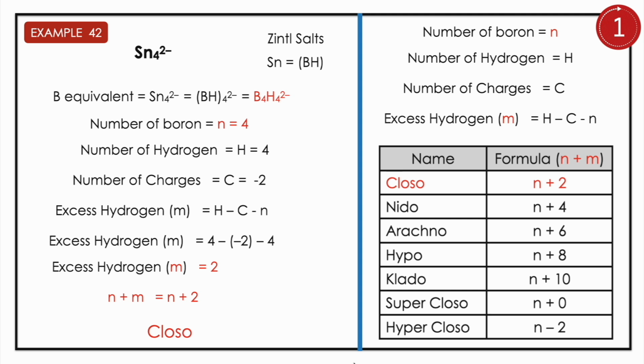To find the structure, the first step will be counting the boron. Total borons are 4, so N equals 4. Hydrogens are 4, so H equals 4. Minus 2 charge is there, so C equals minus 2. The excess of hydrogen is M equals H minus C minus N, which gives 4 minus minus 2 minus 4. If you solve it, you will get M equal to 2. M equal to 2 means it is an N plus 2 system. If you look at the table, it has a closo structure. So according to Wade's rule, the Zintl salt Sn4 2 minus has the closo structure.